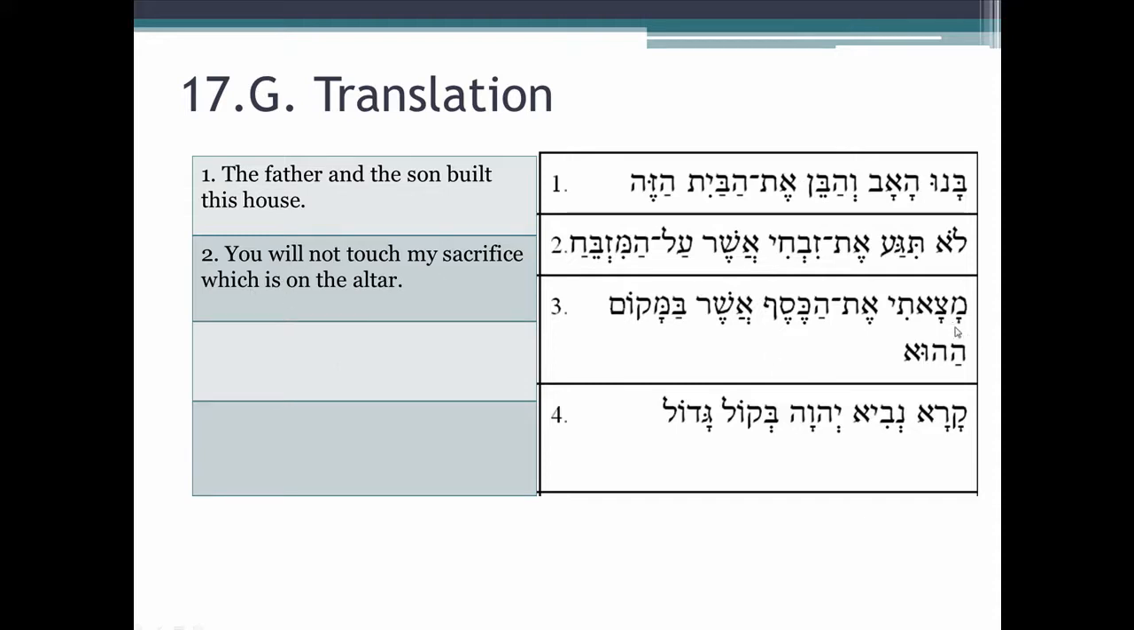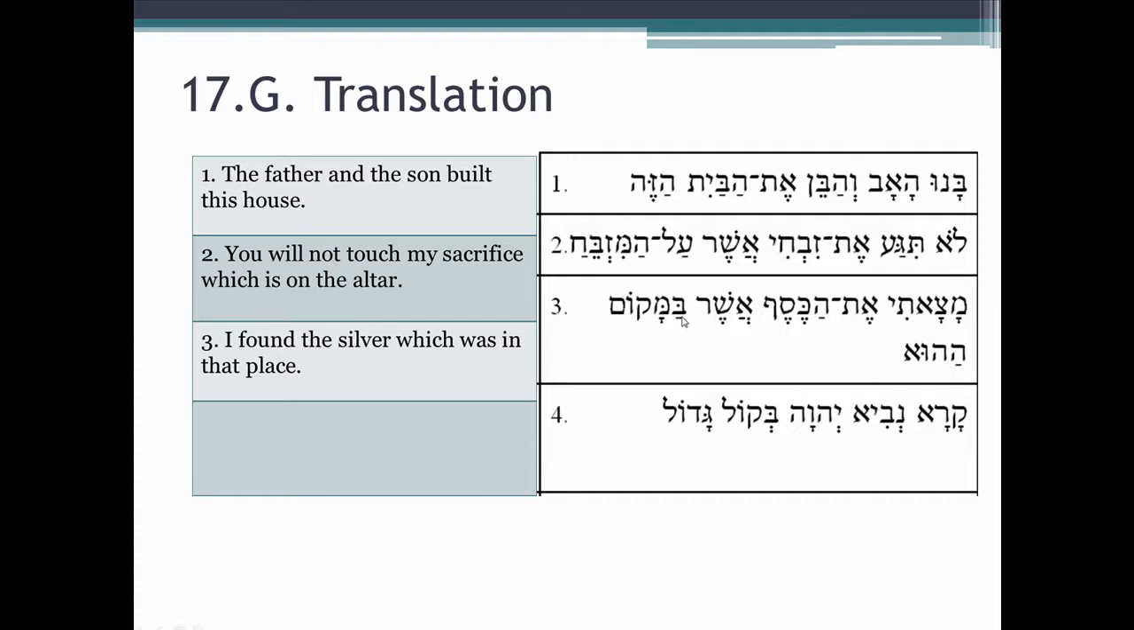Number 3, matzati et hakesef asher b'makom hahu. Verb form out front. Is there a prefix? Nope. So that means it's a Qal perfect. Ti tells us it's first common singular. So I found, direct object marker, hakesef, the silver or the money, which we have to supply was b'makom hahu.